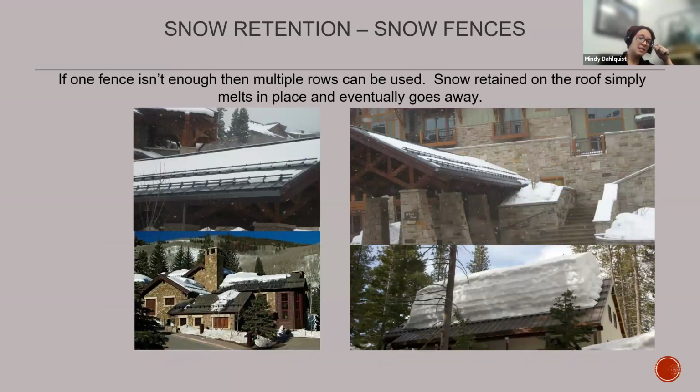If one fence isn't enough, then multiple rows can be used. That's going to be determined by all of the factors going into your project as to how many rows you do need on your building or on your structure. And the photo on the right on the bottom is the best picture that I could possibly show you for how much snow can be held on a roof.